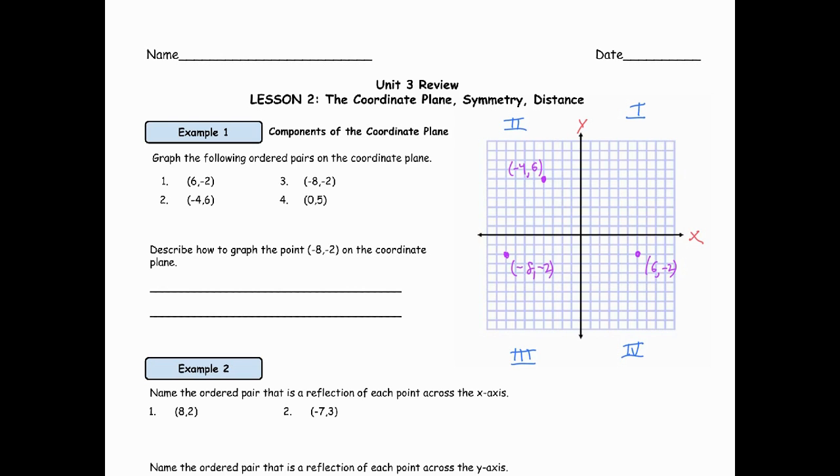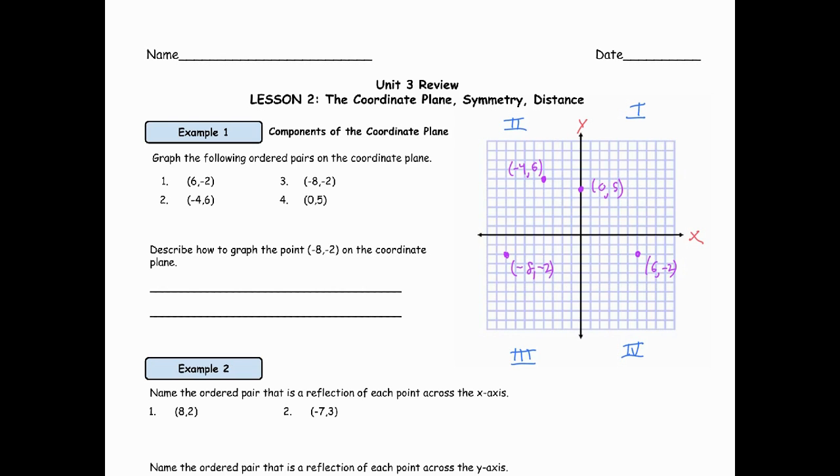And finally, number 4, 0, 5. This is an interesting case because the x-coordinate is 0. So we will not go left or right. The y-coordinate is +5. So from the origin, we will only go up 5 units. And label it 0, 5.